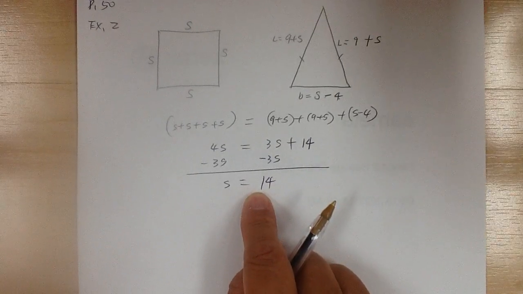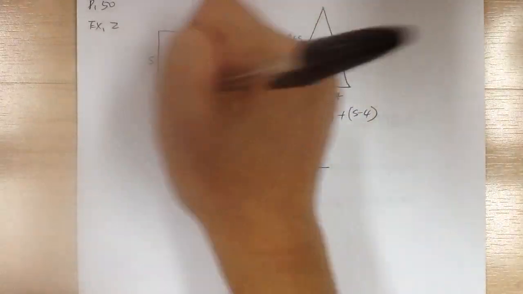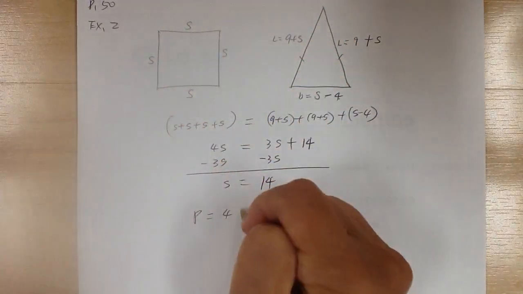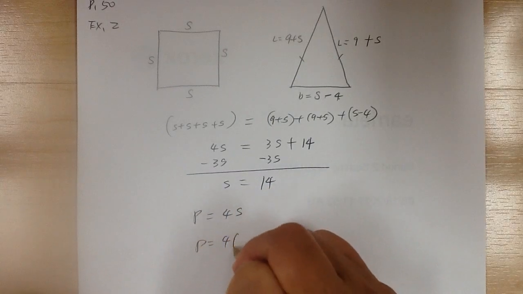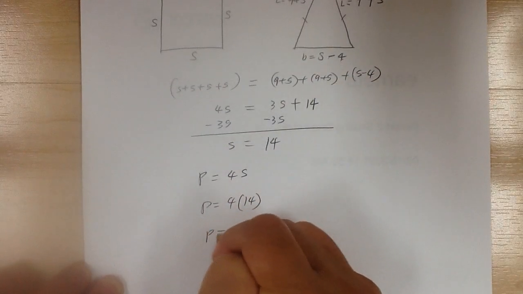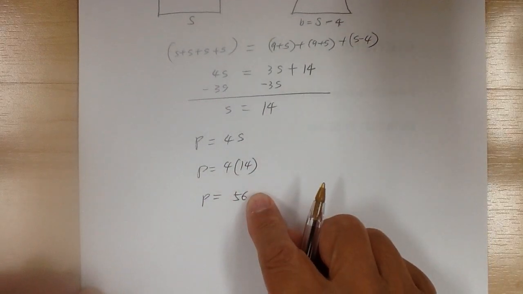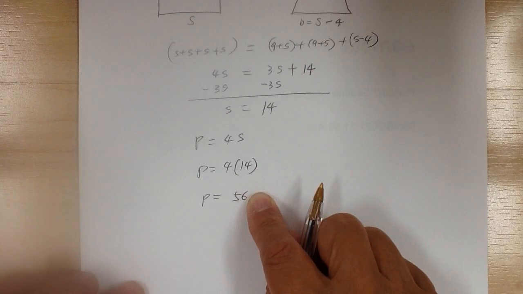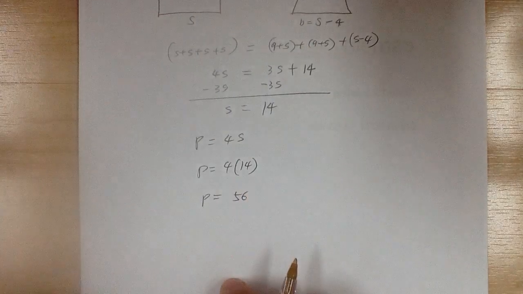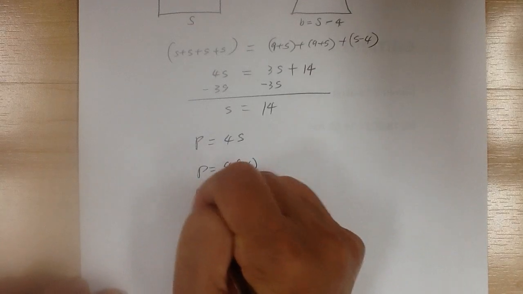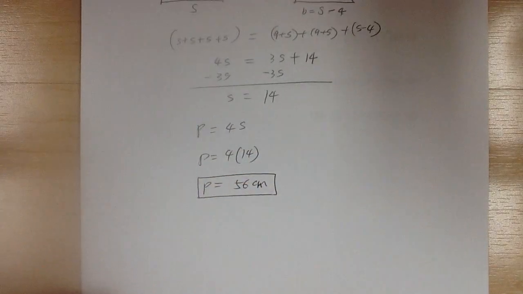It asks you for the length of wire. So the length of wire is the perimeter, equal to 4S. And so the perimeter equals 4 times 14. So the perimeter of the whole piece of wire would be 56. And don't forget your label. So this one is centimeters. Okay, and that's it.